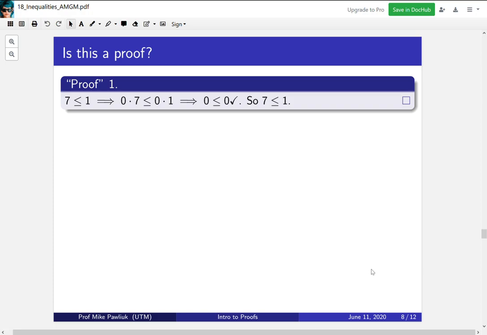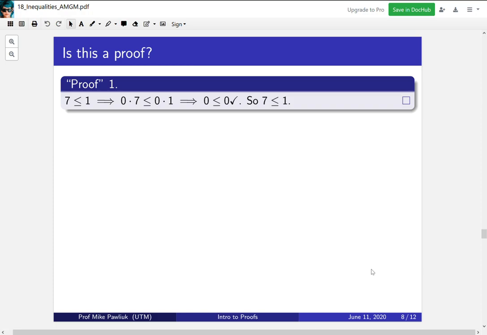So let's see an example of this. Does this count as a proof? 7 is less than or equal to 1, which implies you can multiply both sides by 0, and that'll maintain the inequality. So that will give us 0 is less than or equal to 0, which is true. Therefore, the original thing must be true.